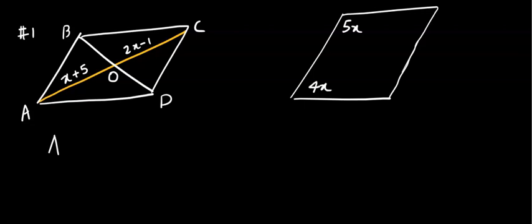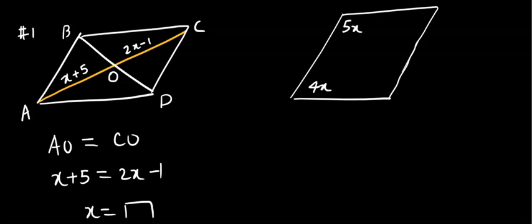Therefore, we want AO equals CO. We want x plus 5 equals 2x minus 1. Then we go ahead and find out what the value of x is. We want this value, then we can have this quadrilateral as a parallelogram. That's the whole idea. Okay, we already set it up.